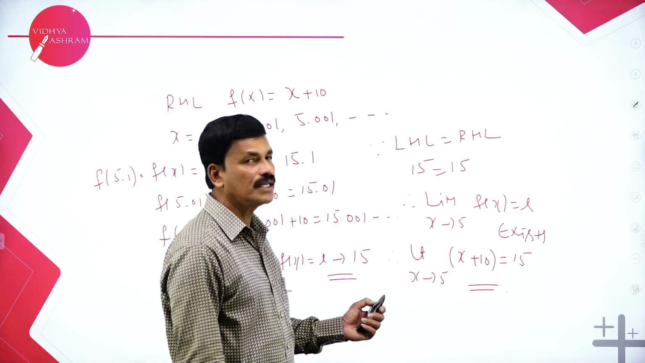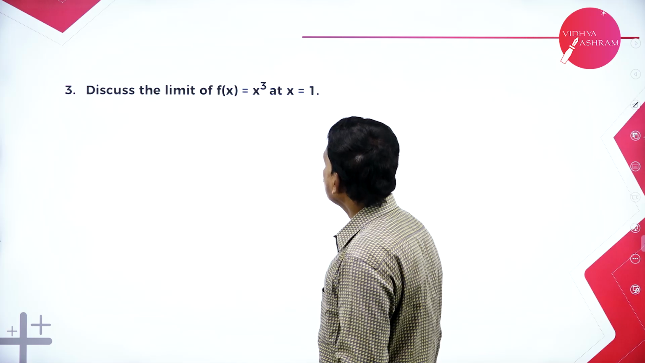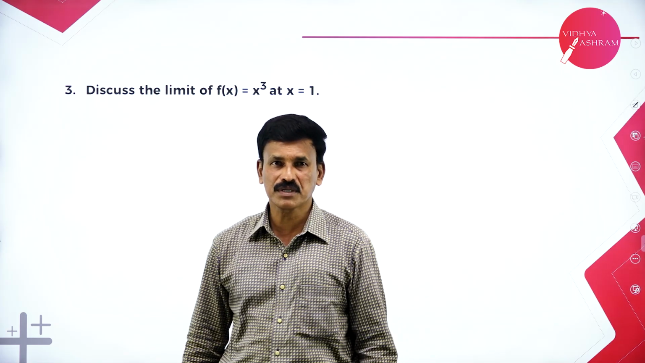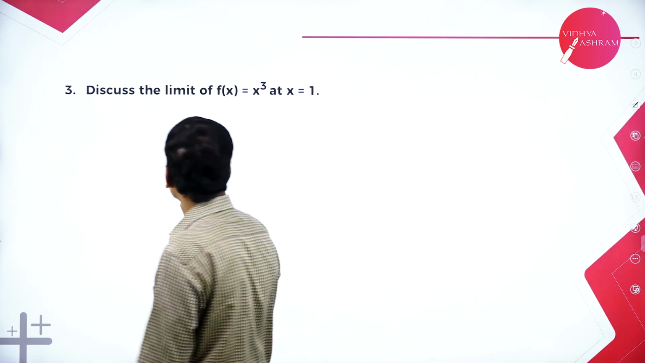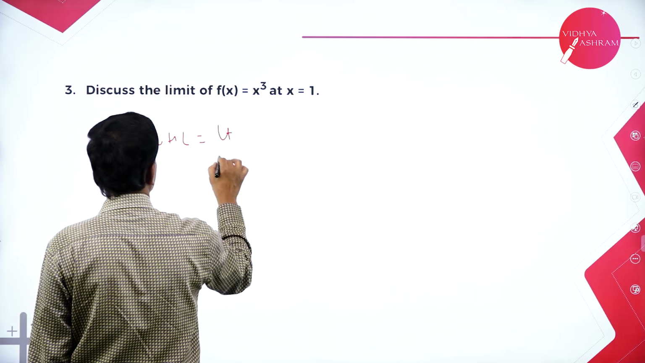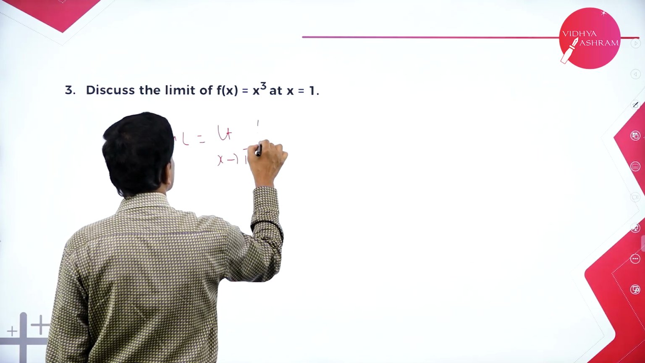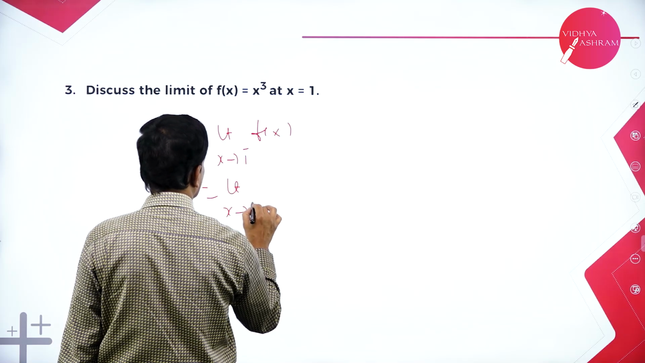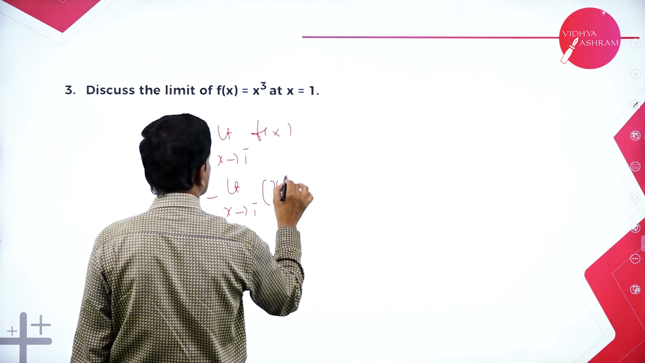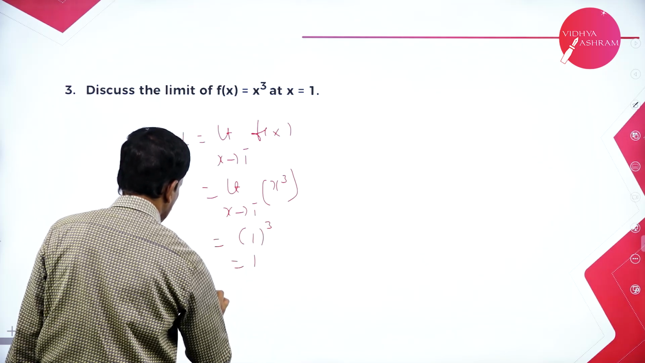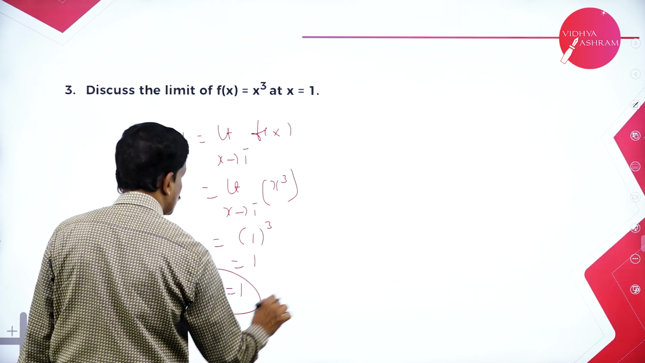Now move on to the next problem. Discuss the limit of the function f of x is equal to x cube at x is equal to 1. Same type of problem. So let us take the left hand limit. Left hand limit is limit x tends to 1 minus f of x, that's equal to limit x tends to 1 minus of x cube. So that's nothing but 1 cube is equal to 1. So the left hand limit of this function is 1.